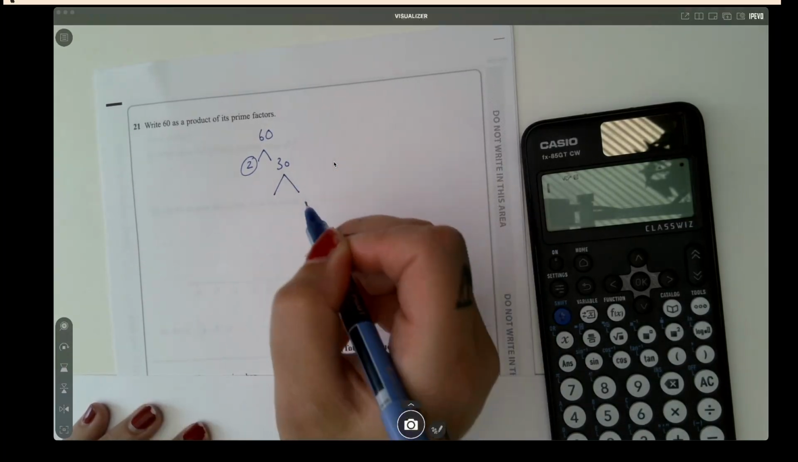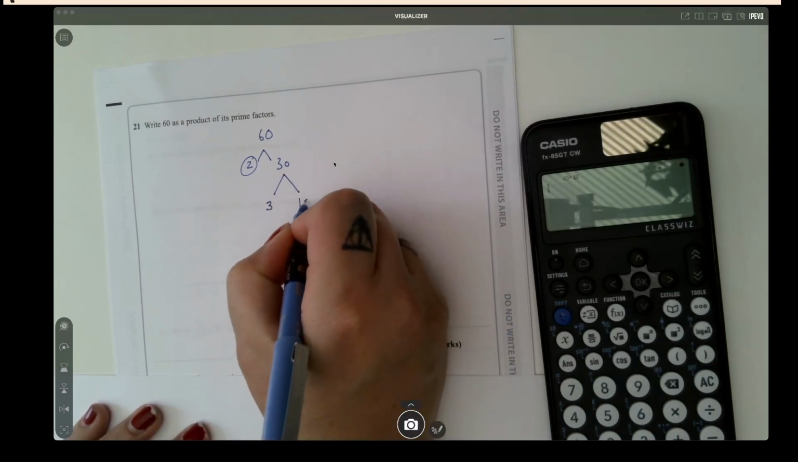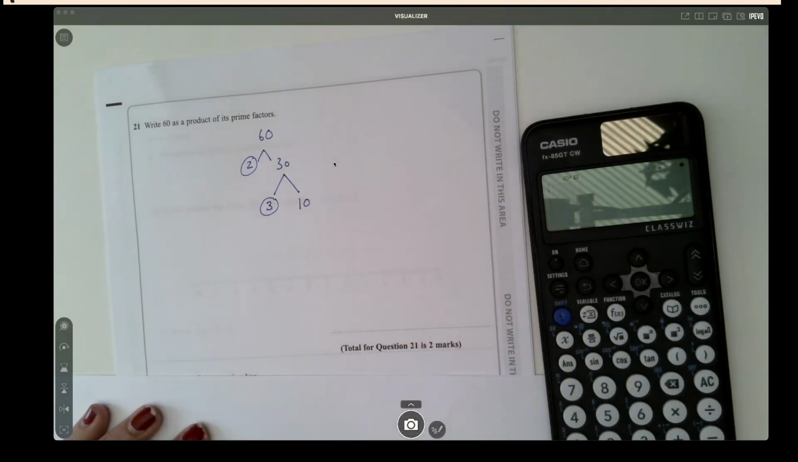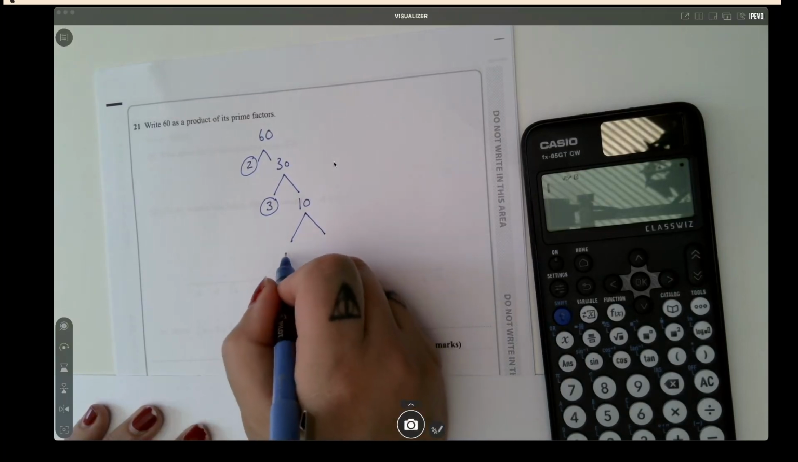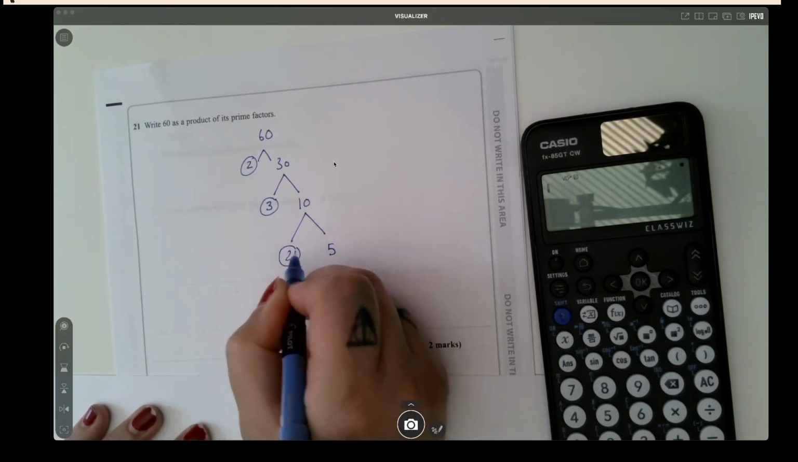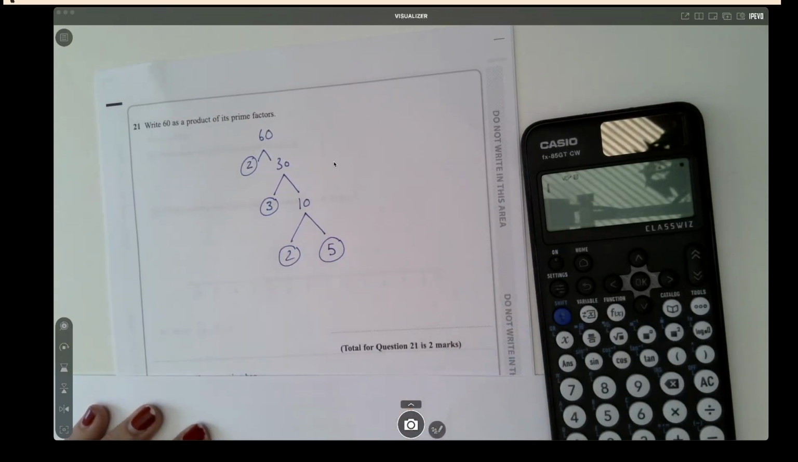Two numbers that multiply to give us 30. I'm going to use 3 and 10. 3 is a prime number, so I'm going to circle it and end that branch. Two numbers that multiply to give us 10: 2 and 5. 2 is a prime. 5 is a prime. All of the branches are ended, so that completes the prime factor tree.